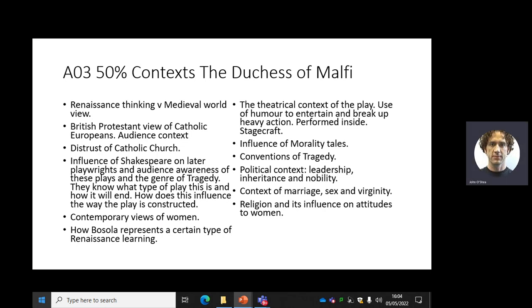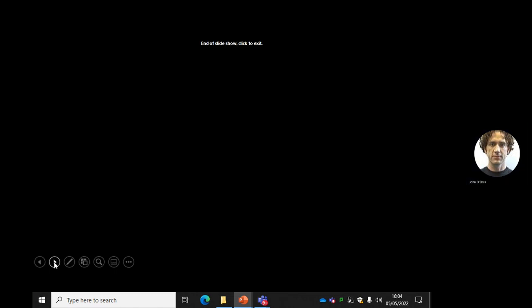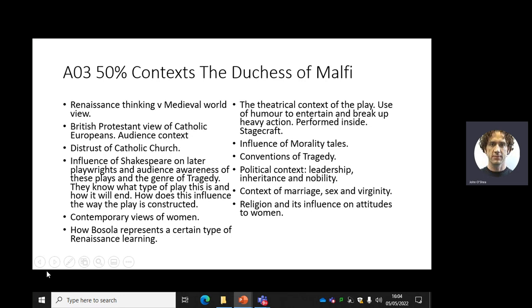The influence of Shakespeare is in all of the plays as well. But remember that the audience know what they're going to watch. So there's a lot of foreshadowing of what their expectations. There's a lot of dramatic irony in tragedies because of the nature of its tragedy. You know it's going to end. Okay. I think we covered most of those. That's it. Okay. That's it.